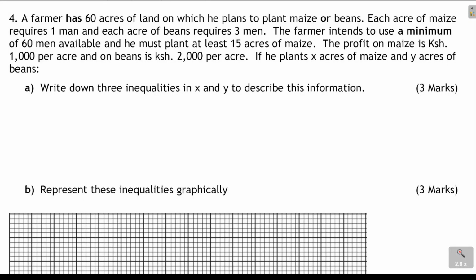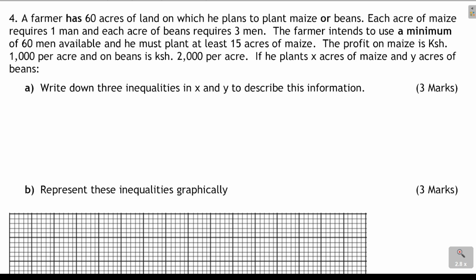A farmer has 60 acres of land on which he plans to plant maize or beans. Each acre of maize requires 1 man and each acre of beans requires 3 men. The farmer intends to use a minimum of 60 men available and he must plant at least 15 acres of maize. The profit on maize is 1,000 shillings per acre and on beans is 2,000 per acre.